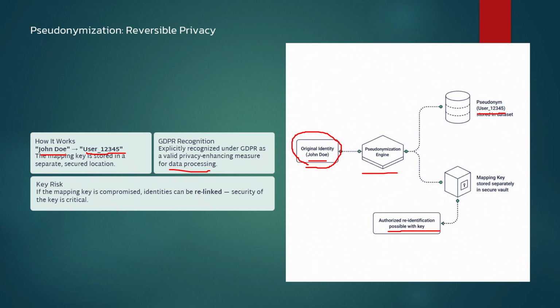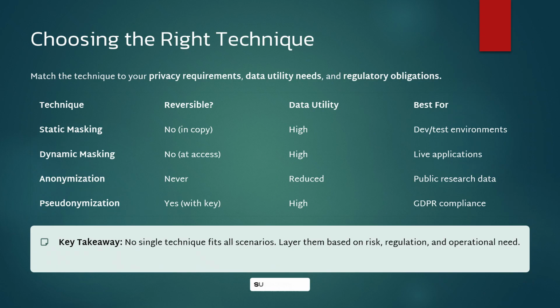If the mapping key is compromised, that's a risk. If the key is compromised, then it can be relinked, and that can be the problem. So that is the risk with pseudonymization.